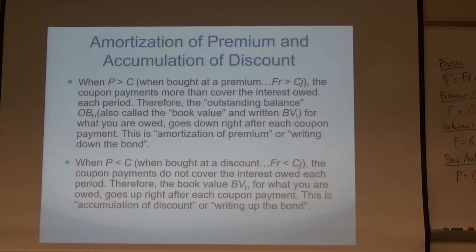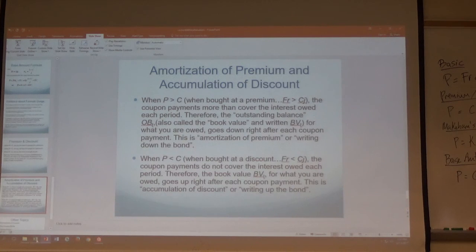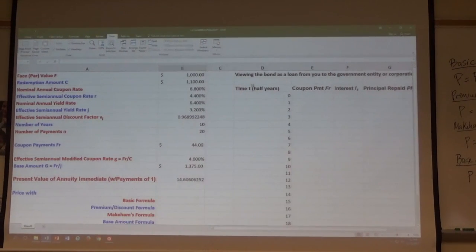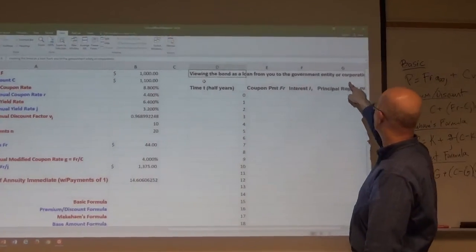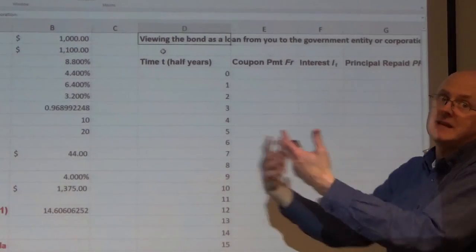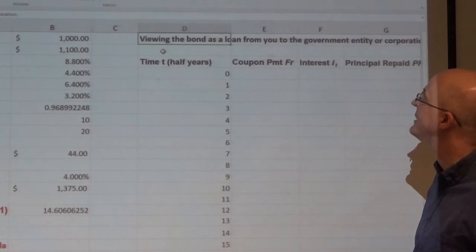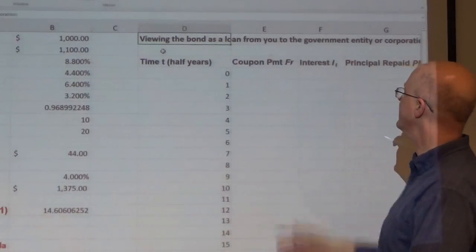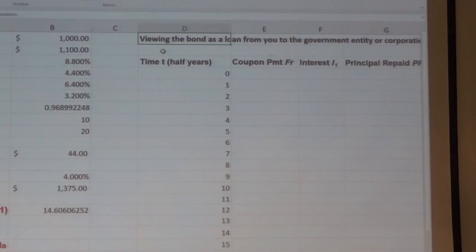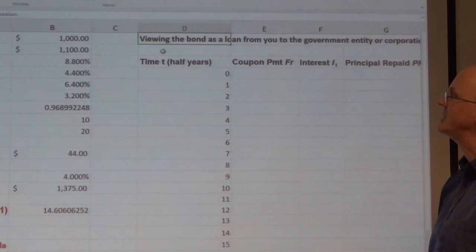As far as using a spreadsheet now, to see what's going on here, it is helpful, as I've emphasized here, to view the bond as a loan from you to the government entity or corporation. Whereas in Lecture 3 and Chapter 3 in Broverman, we're talking about loans that you take out and you pay back. Now you are the loaner. They are borrowing from you. We can think about using a spreadsheet to see the outstanding balance, the book value, change over time. Let's go ahead and do that here.